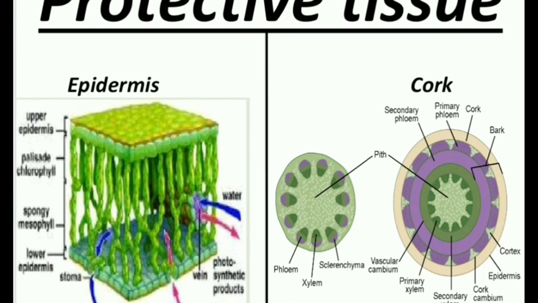The figures displayed here are, first, of epidermis and, second, of cork. The first figure is the transverse section of a leaf, which clearly shows that there is a single layer of epidermis on the upper layer and a single layer of epidermis on the lower surface of the leaf. The second figure shows you the position of cork in a dicot stem. Cork cells are old and are found only in old and woody dicot stems.